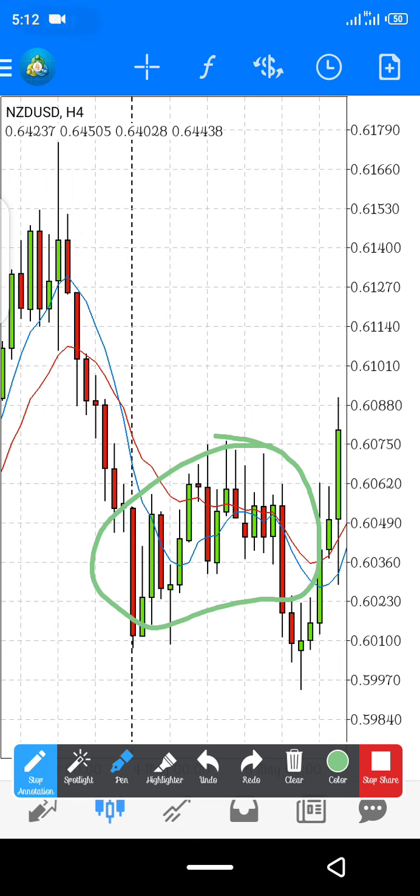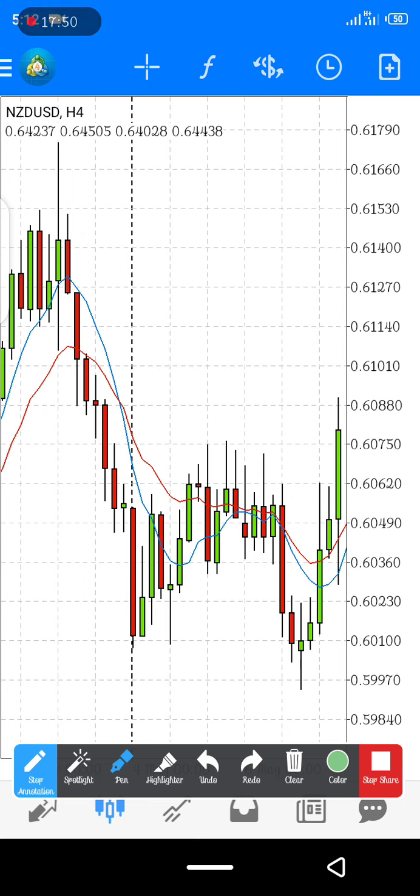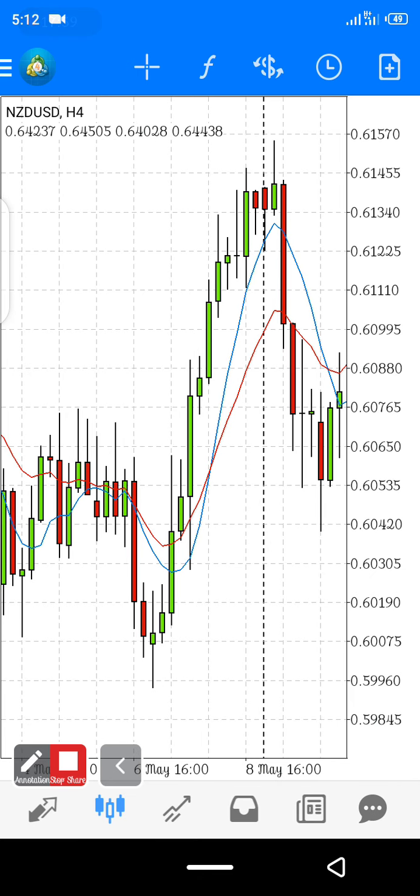The moment it's inside, don't trade the market. The market is ranging. It's just ranging, not doing anything. It's waiting for a big move, a big breakout. And see how many hours it ranges. After ranging, you saw the big move.